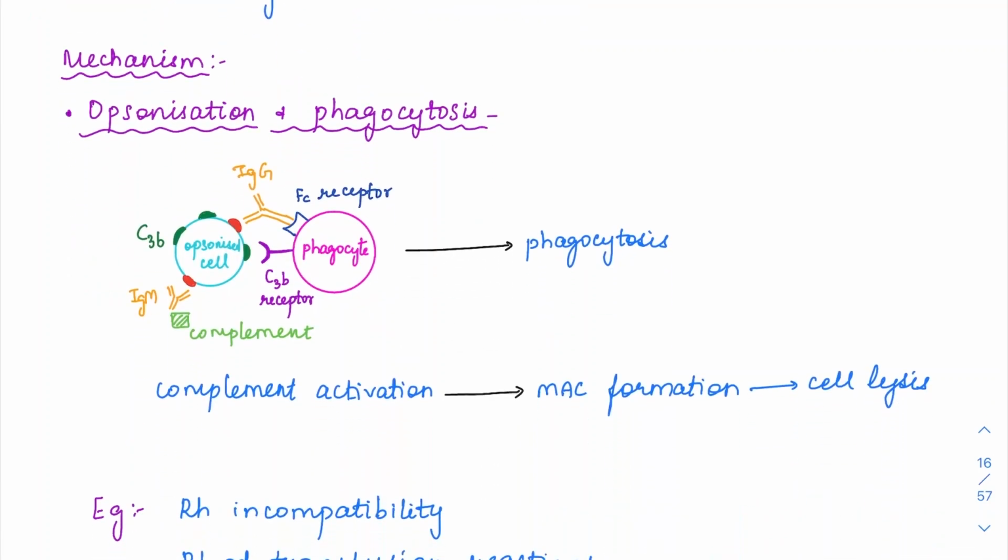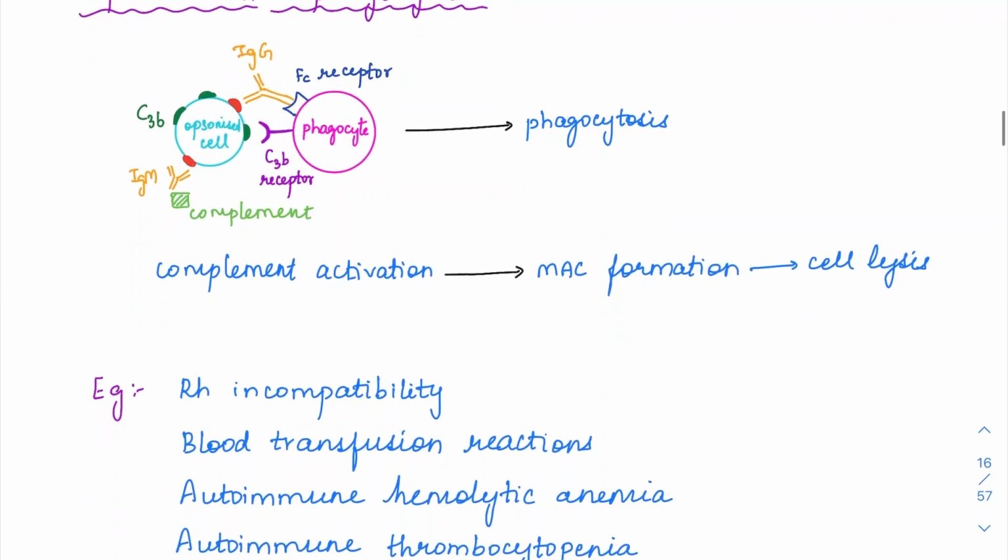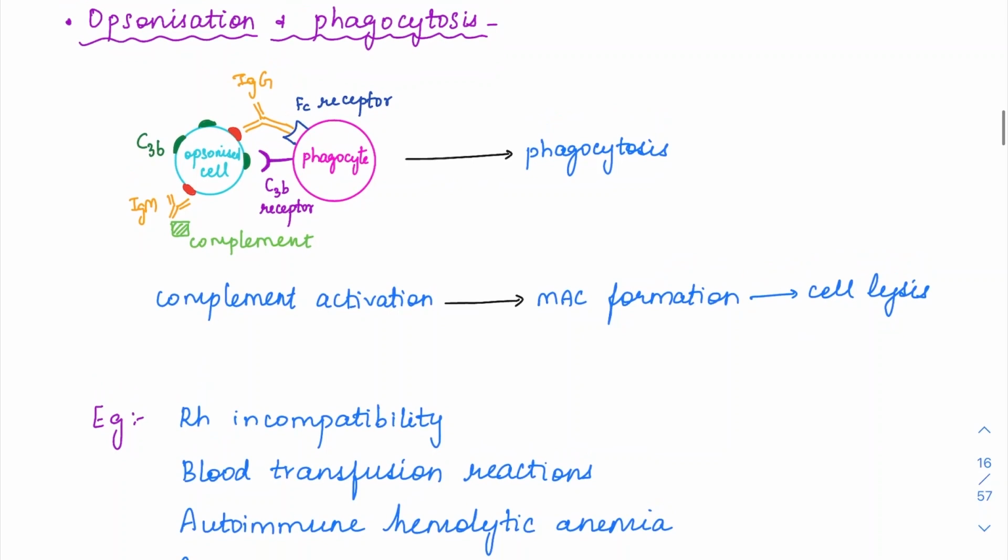Okay, so the mechanisms by which type 2 hypersensitivity reaction takes place, we have various mechanisms. First one is opsonization or phagocytosis. As the name suggests, there is going to be some opsonization, which will result in phagocytosis, right? So there is a cell which is going to be opsonized by C3b and IgG. We know these are the opsonins. They are going to coat the cell and cause the opsonization.